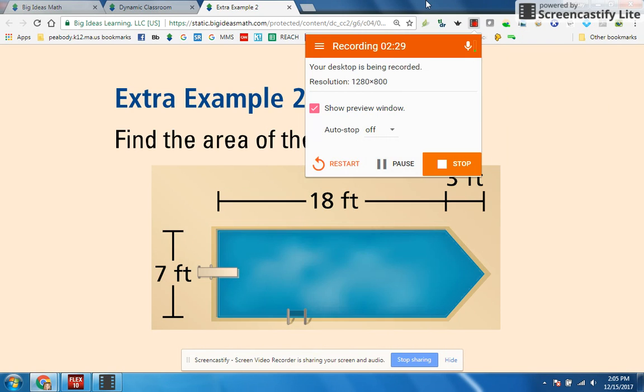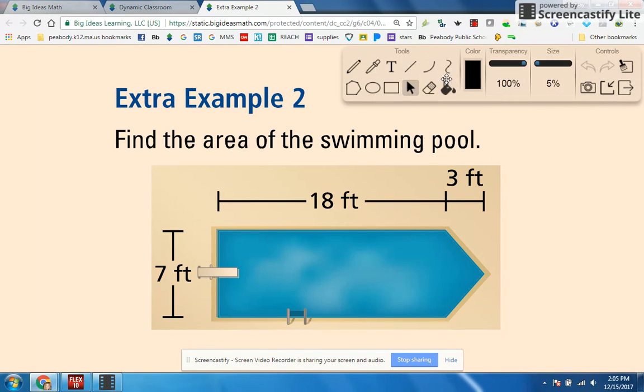This is the last one that I'm going to have you do. So you have to divide it into two shapes that we have formulas for. I think the easiest way to do that would be to draw a line right here. And now you have a triangle and you have a rectangle. They're telling you what the rectangle is, 18 by 7.